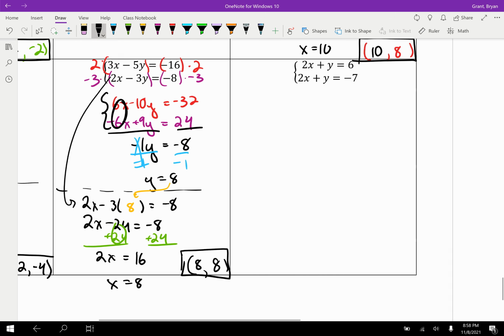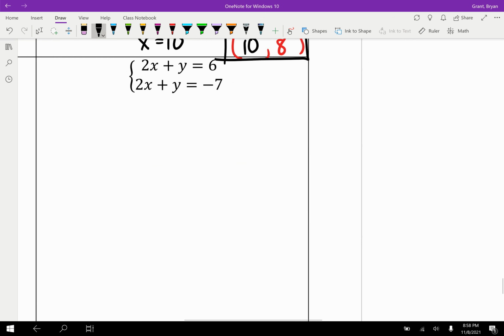All right, we have 1 to go. 2x plus y equals 6. 2x plus y equals negative 7. Well, I'm already suspicious here. 2x plus y equals a constant and 2x plus y equals a constant. These equations look identical, but they're equal to different values. I'm pretty confident that these are going to be parallel lines. Not the same line because they equal a different answer, but parallel because all the variable stuffs are the same.